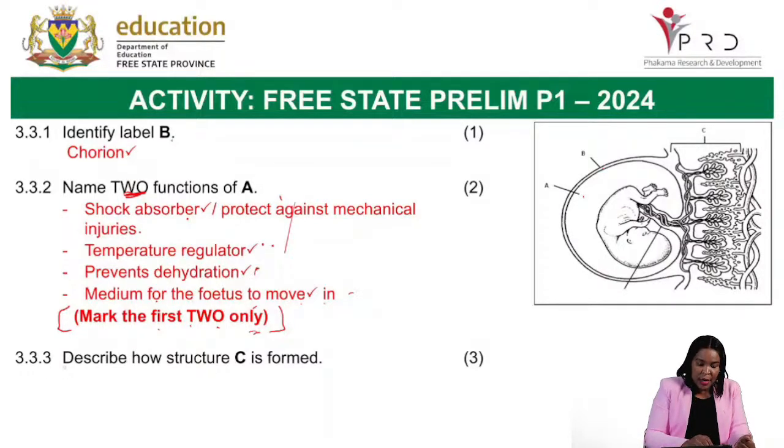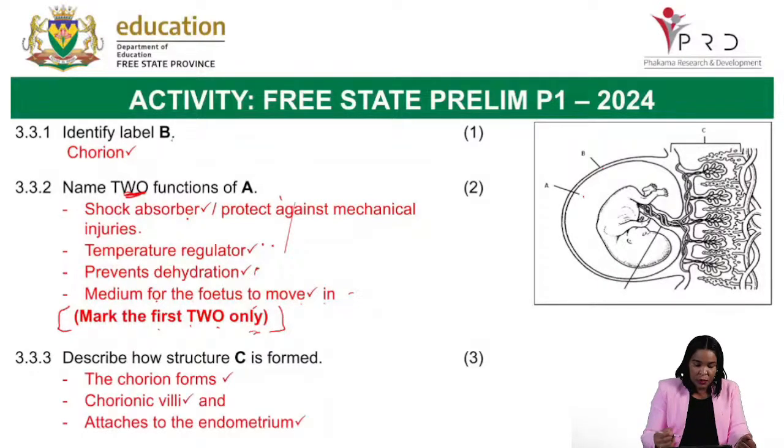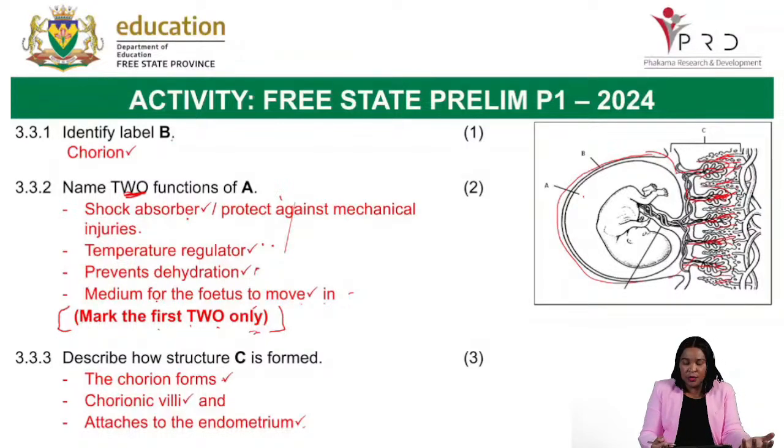Then 3.3.3, describe how structure C is formed. So how is the placenta formed? The chorion forms, then the chorionic villi is going to form, and then it attaches to the endometrium. You see, from the chorion to the chorionic villi, and this chorionic villi then attaches to the endometrium, which is the wall, the inner lining of the uterus of the female. So that is how the placenta is formed. So all of that, the baby and the mom, it forms the placenta.